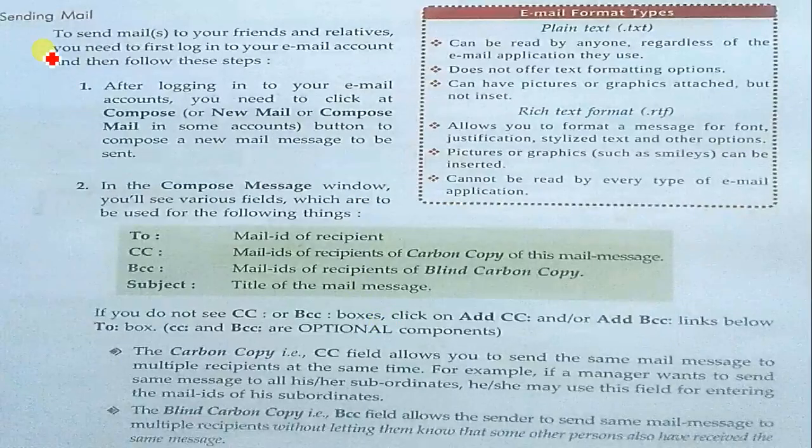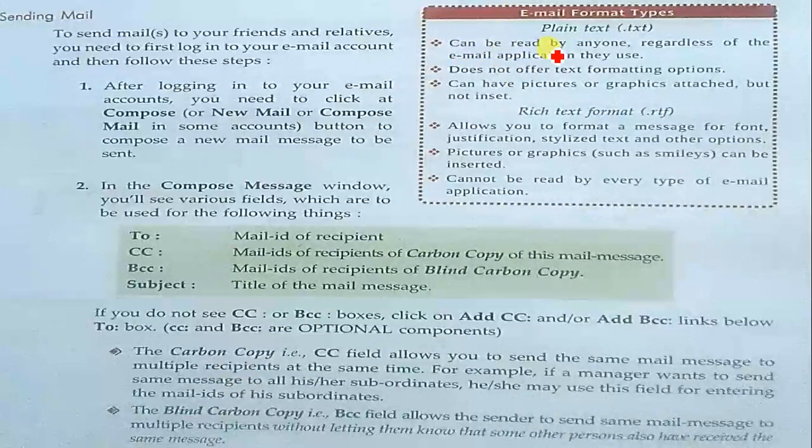This is also important: sending mail. To send mails to your friends and relatives, you first need to log into your email account, as you know. After logging in, compose mail, then add To, CC, BCC, and subject. If you do not see the CC or BCC box, click on the Add CC or Add BCC link. CC and BCC are optional components.